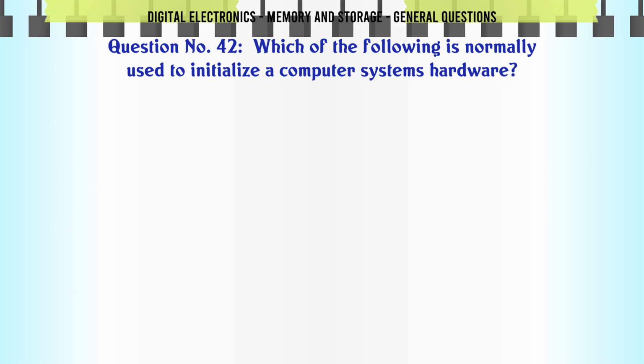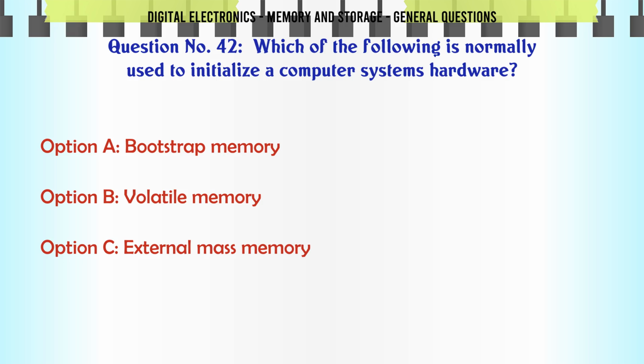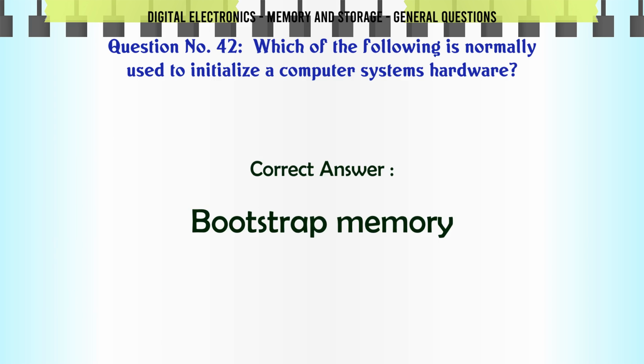Which of the following is normally used to initialize a computer system's hardware? A. Bootstrap memory, B. volatile memory, C. external mass memory, D. static memory. The correct answer is bootstrap memory.